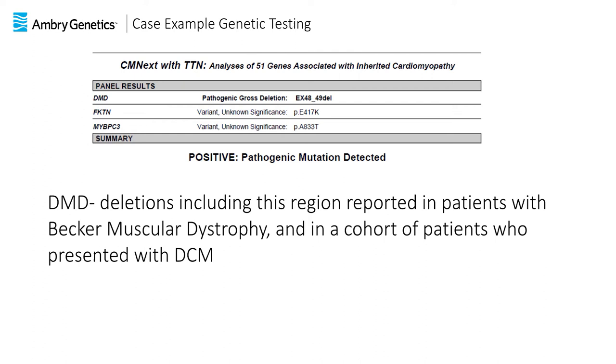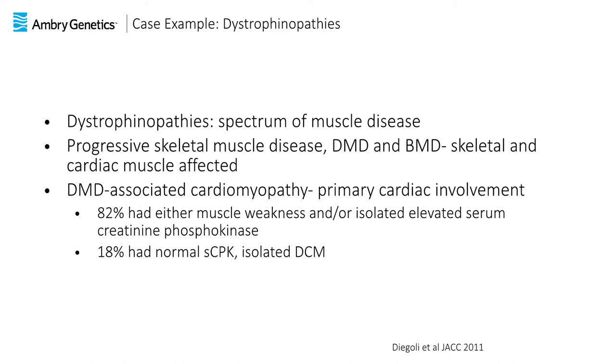So just a little bit about the dystrophinopathies. It's a spectrum of muscle diseases ranging from mild to severe. The most mild end of the spectrum would be somebody who is clinically asymptomatic but has elevated levels of serum creatine phosphokinase, to the more severe end of the spectrum that can cause progressive skeletal muscle disease in the form of Duchenne muscular dystrophy and Becker muscular dystrophy.